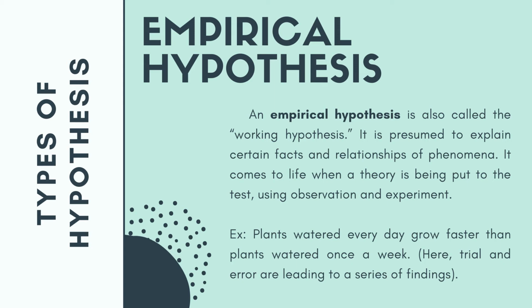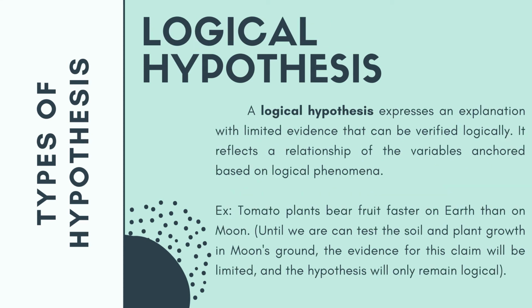For example, plants watered every day grow faster than plants watered once a week. As you can see here, trial and error ang gagawin, which can lead to a series of findings. Maaaring may mga halaman, depende sa type of plant, na kapag once a week mo lang siyang diniligan, it grows faster than everyday mo siyang didiligan. So, it can change. That is an example of an empirical hypothesis.